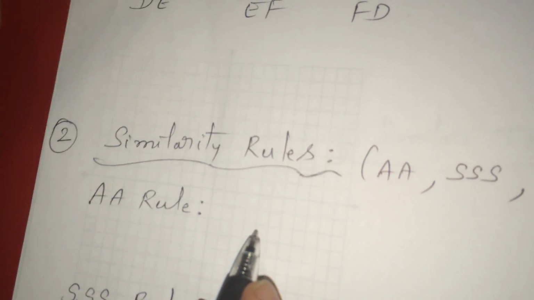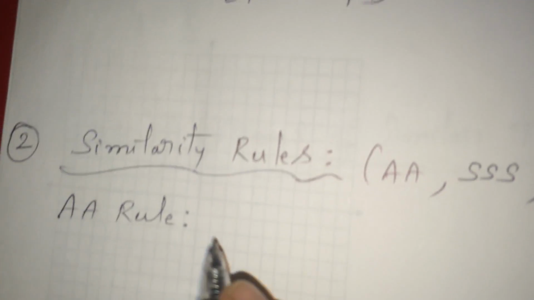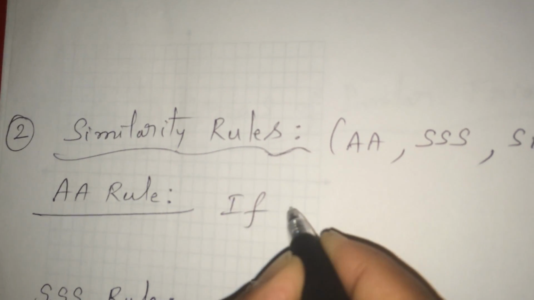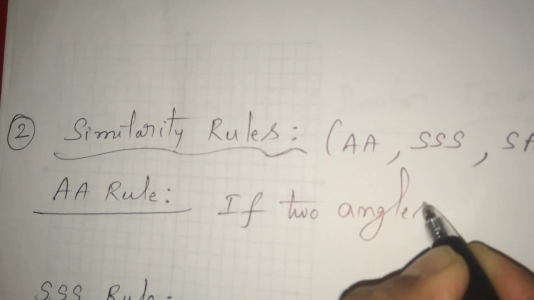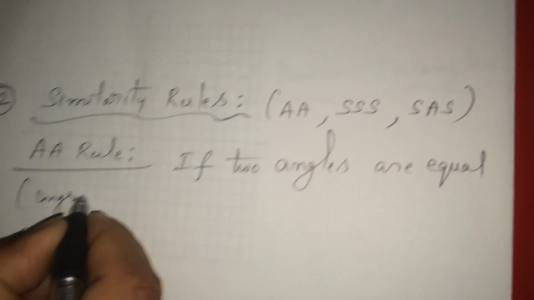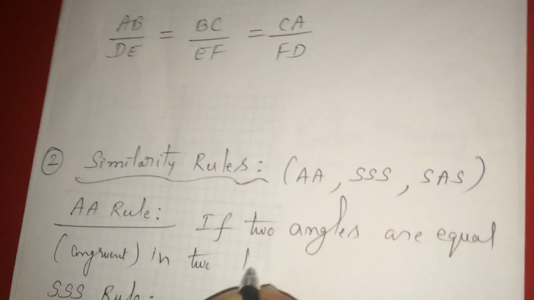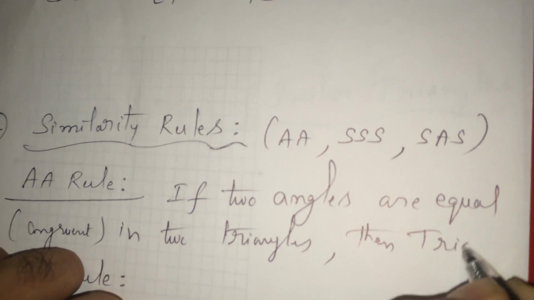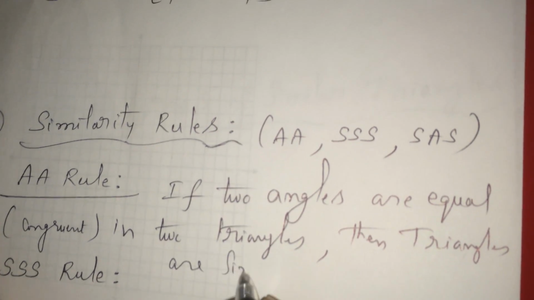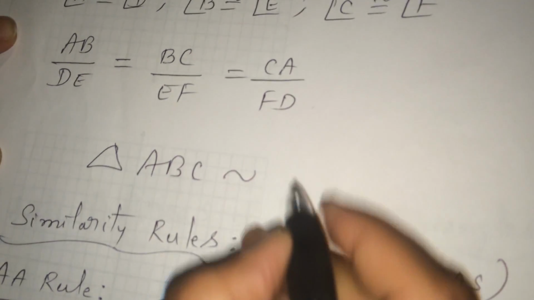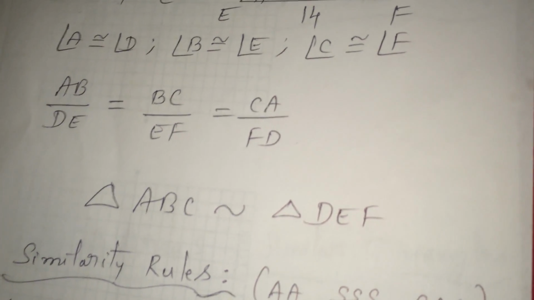The first one is the AA rule. If you take these two triangles, whenever two angles are equal, then the two triangles are similar. So what does this AA rule say? If two angles are equal, or we can say congruent, in two triangles, then the triangles are similar. That is what this rule says. And we write the triangle similarity like this: triangle ABC is similar to triangle DEF.